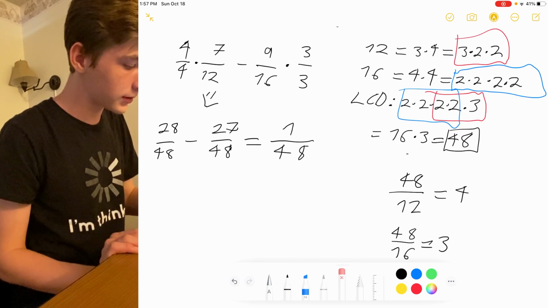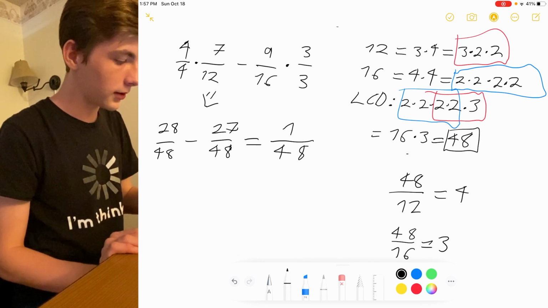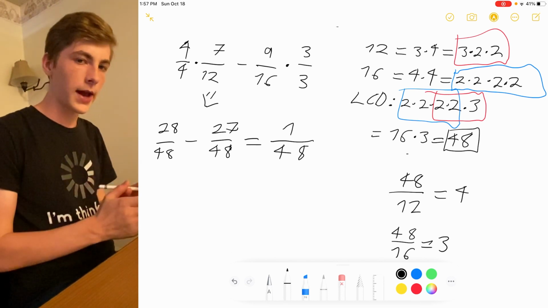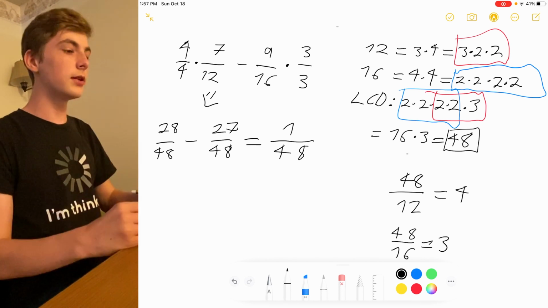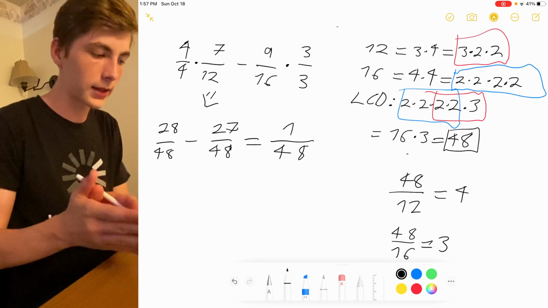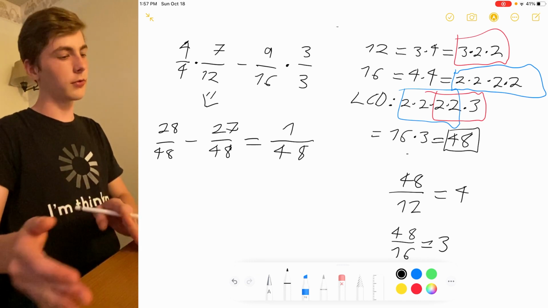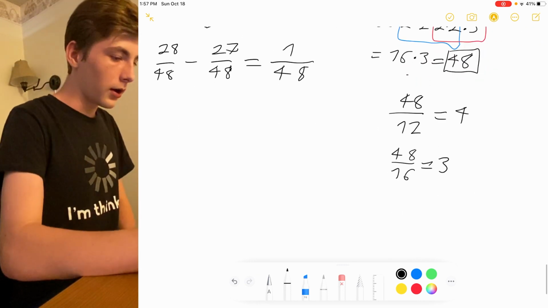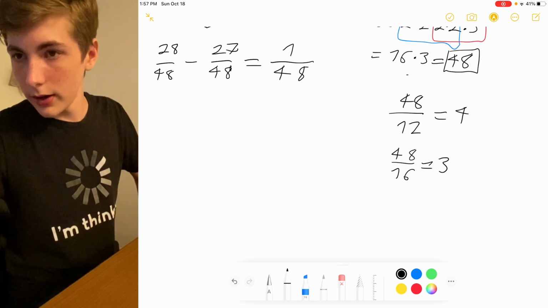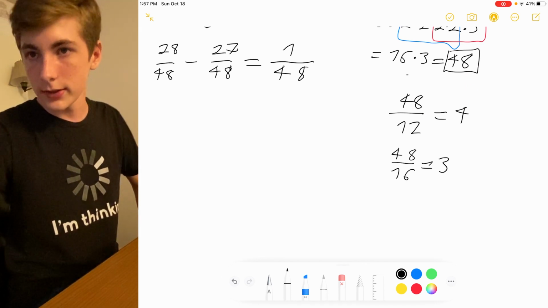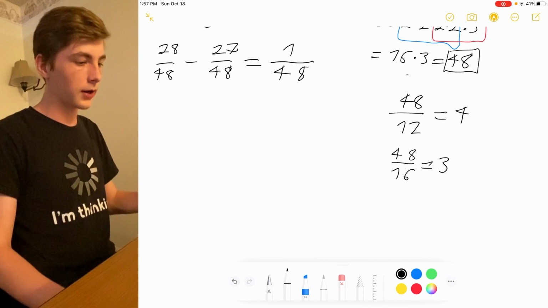So hopefully those examples helped get this concept down. And when you're adding or subtracting fractions, you need the denominators to be the same. You do that using the LCD, which is just the LCM of the two denominators. And that is really the extent that you need to know for fractions, right?